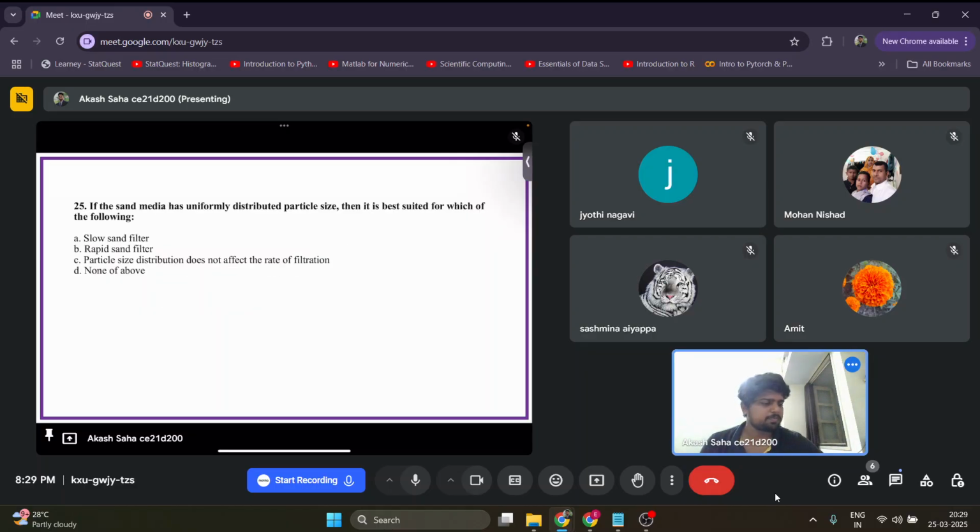So very direct. If the sand media has uniformly distributed particle size, then it is best suited for which of the following? Rapid sand, slow sand, particle size distribution does not affect rate of filtration, or none of the above. So we have uniformly distributed particle size.